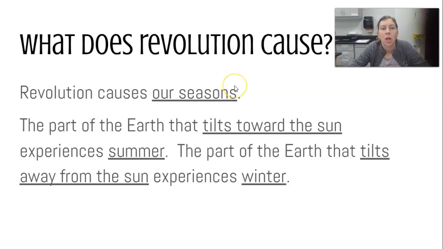What does a revolution cause? When the Earth revolves, that causes our seasons. Part of the Earth tilts towards the sun. So here we've got our tilted axis, and it's tilted toward the sun. This top part of the Earth would be experiencing summer. But over here, as the Earth revolves around the sun, now we've got this bottom part of the Earth facing the sun. The part that faces away from the sun experiences winter.